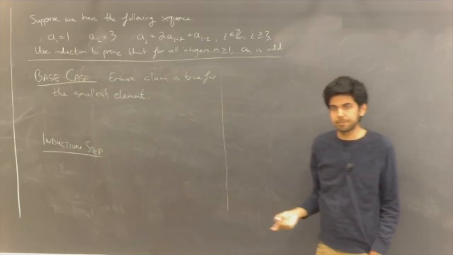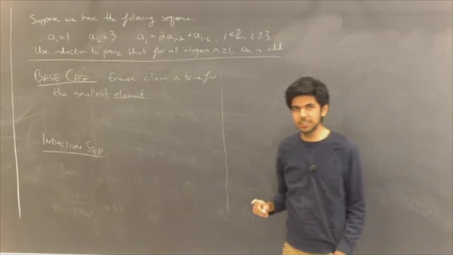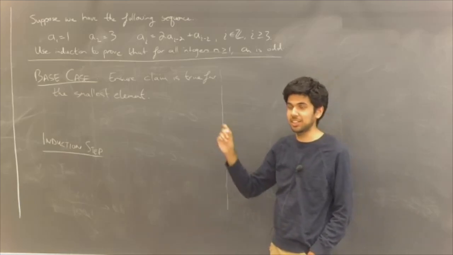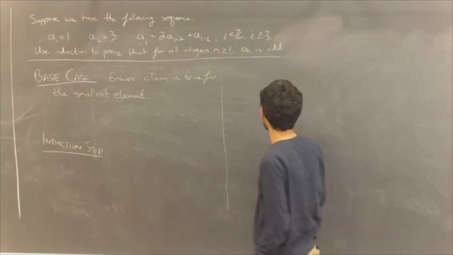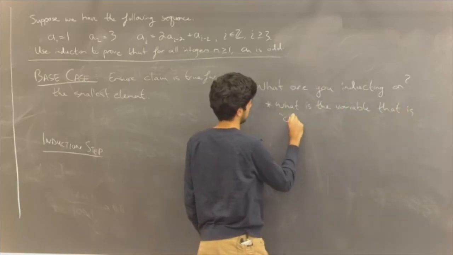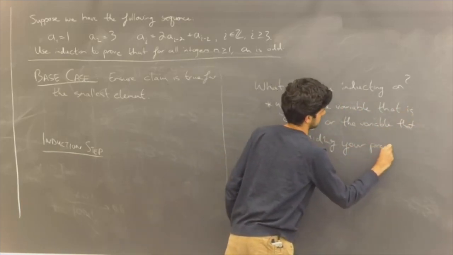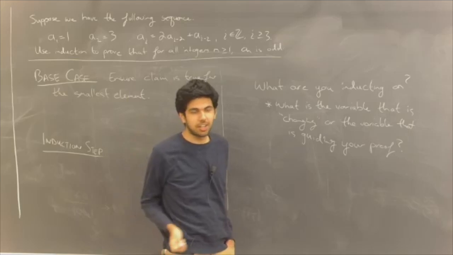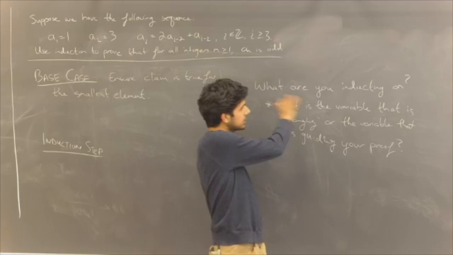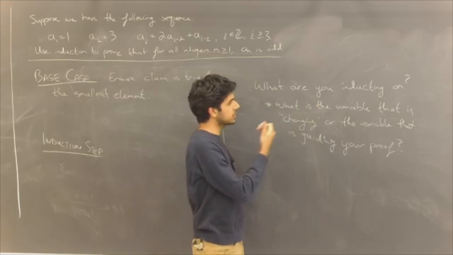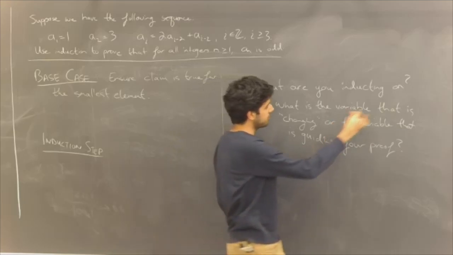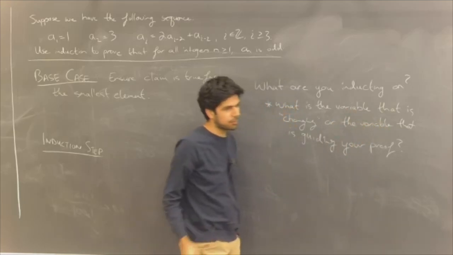What's going on? The way you figure this out is you need to first determine what you are inducting on. Let's write that here. So, what are you inducting on? This is the first question you should ask yourself before you even jump into a proof. And what this is asking is, what is the variable that is changing in the question? Or what is the variable that is guiding our proof?